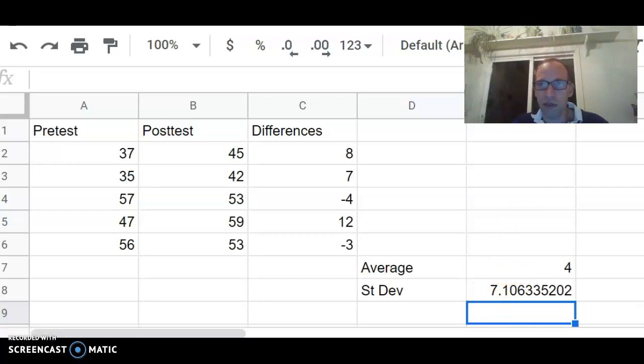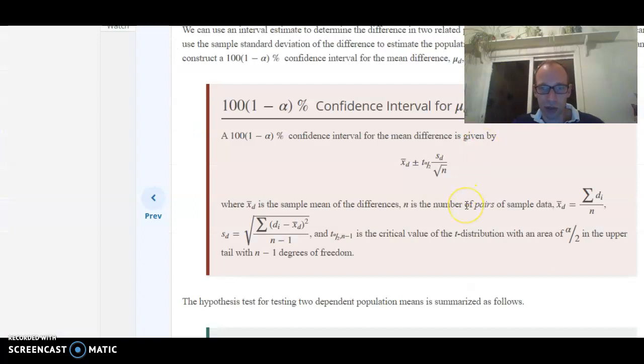Let's return to that formula and take a look at what was going on here. So the n would be the number of pairs. We have the standard deviation of the differences now, and then we need our critical t-value. So let's say we're doing a 95% confidence interval.